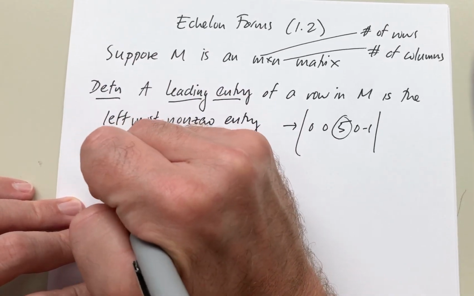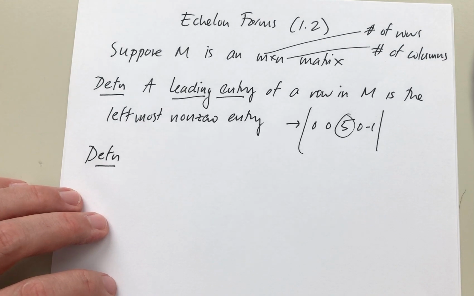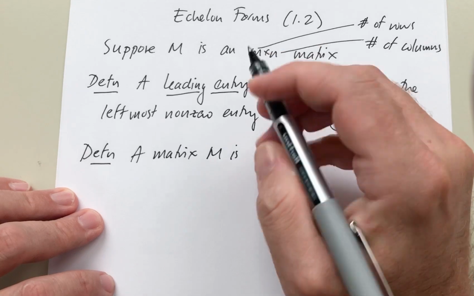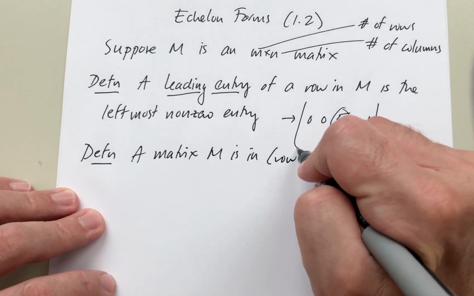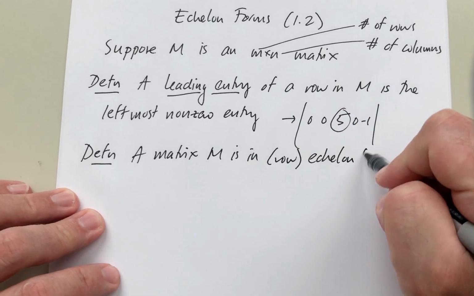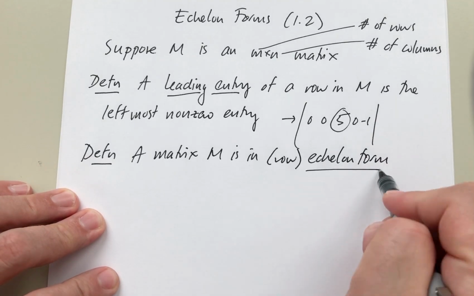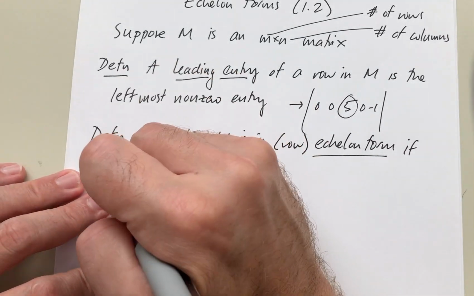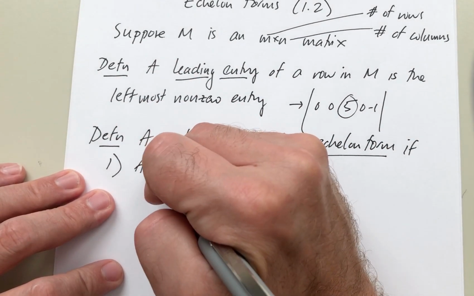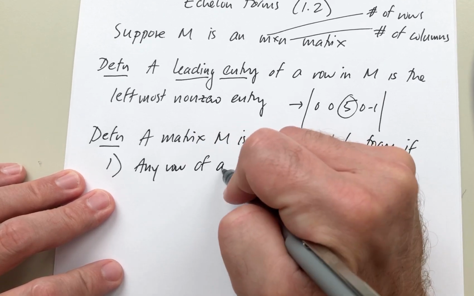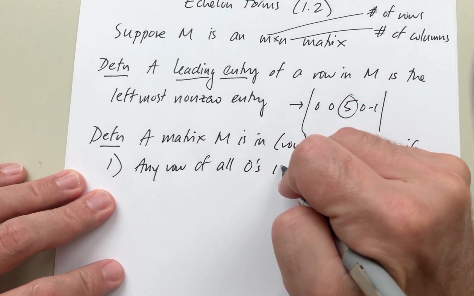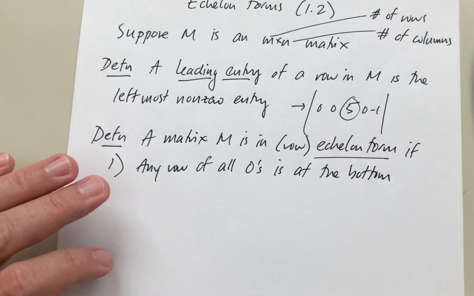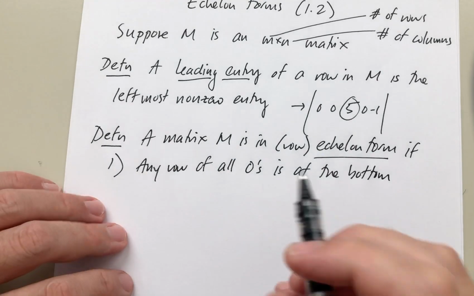Okay, so with that definition, I can tell you what an echelon form is. A matrix M is in, well, I usually say row echelon, I'm just going to say echelon form. It's the only echelon form we're going to talk about. So if three things happen: the first one is that if you have any row of all zeros, this should be at the bottom. So you might have some rows that are just all zeros, and you can put those at the bottom basically because we don't want to think about them.